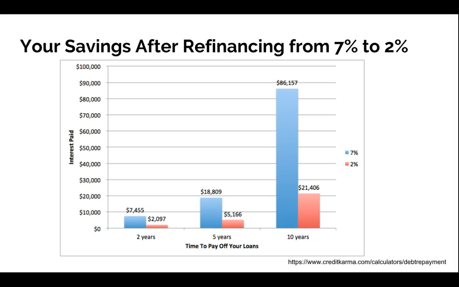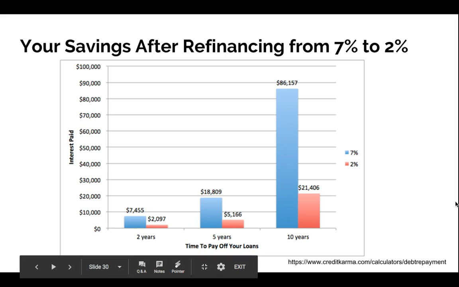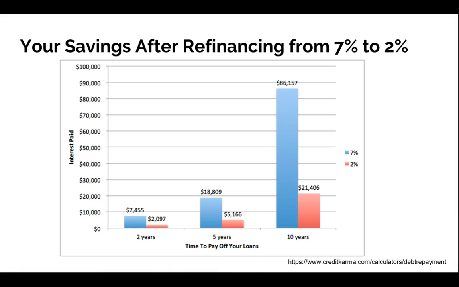Here's another graph to really illustrate, because I really want you to wrap your head around how important this is. In this graph, we're looking at the time it's going to take to pay off your loans. You can see that in the red is 2% interest rate and 7% is in the blue. So you can see how that graph is really growing and accumulating and compounding in the cost to you.